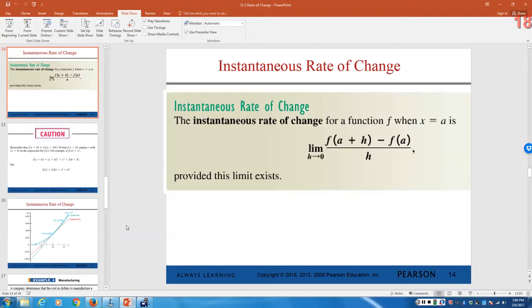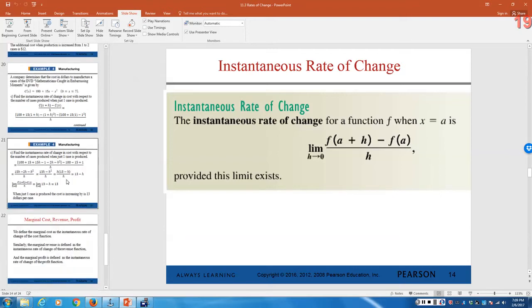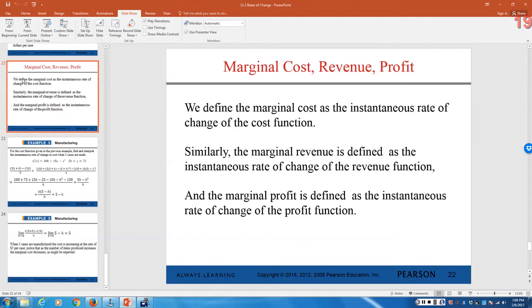So let's go back to the PowerPoint and finish up this section, which we're actually very close to finishing up. And I'm going to skip over the slides for that because I've done all of the work for you on the overhead. I think that worked better. So for example 5, before we talk about it, it's a little bit different. It's still a manufacturing problem, but it's not exactly the same.